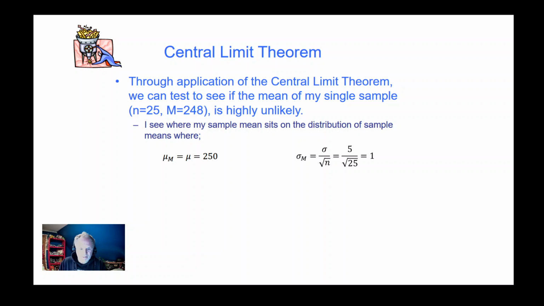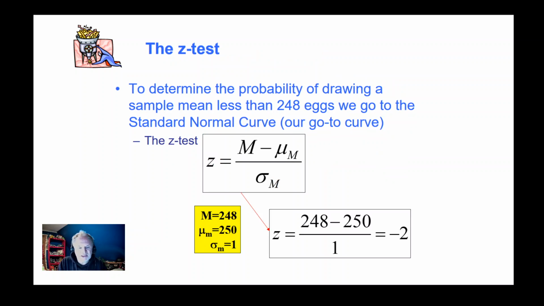Okay. Now I want to see, how unlikely is my sample mean of 248 to have occurred in a distribution where the mean is 250 for the distribution of sample means and the standard deviation is 1? I use the z-test. I go to my go-to curve, the standard normal curve. So 248 minus 250 divided by 1 is equal to minus 2. Then I can look up in the standard normal curve the likelihood of getting a sample mean less than 248. And that's my metric.